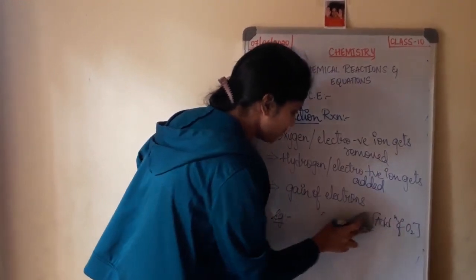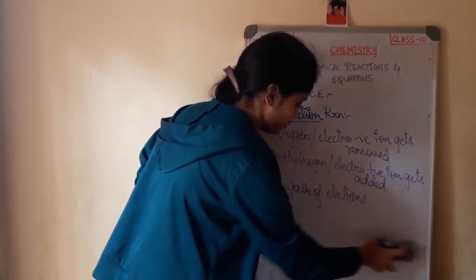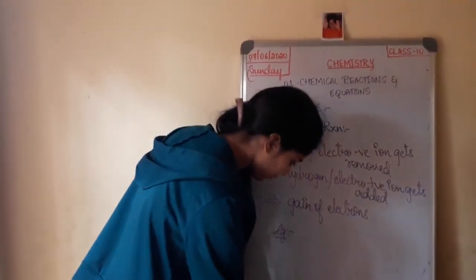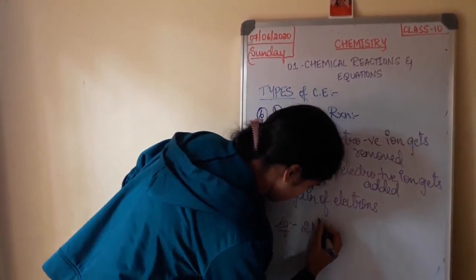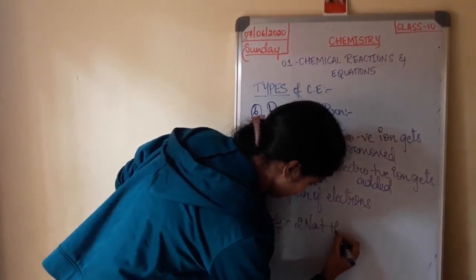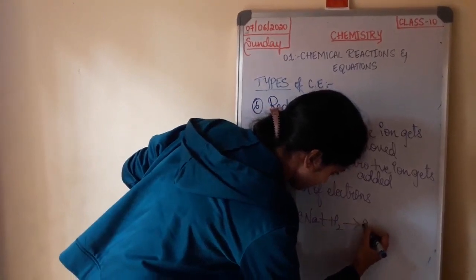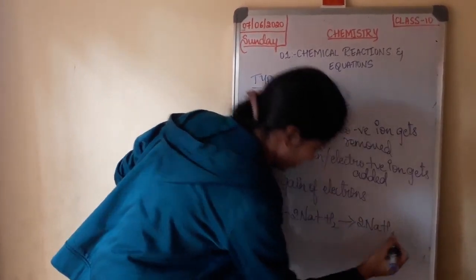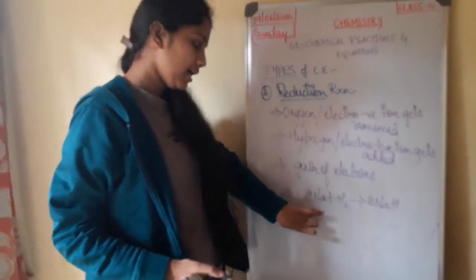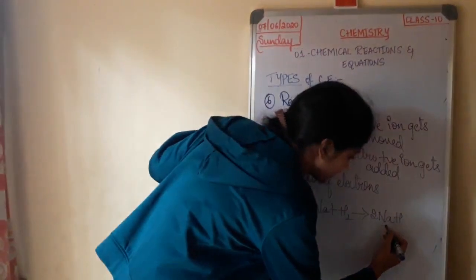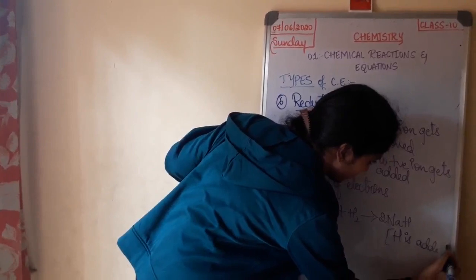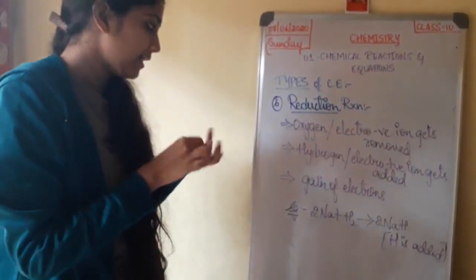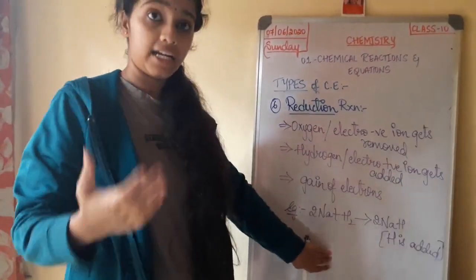Now, a simple example of how we can explain the reduction reaction is, here you can observe sodium plus hydrogen. Now this is a reduction reaction. Why? Because hydrogen is added. Addition of hydrogen is occurring. That is why this is a reduction reaction.